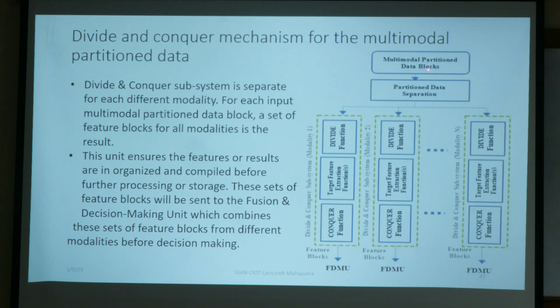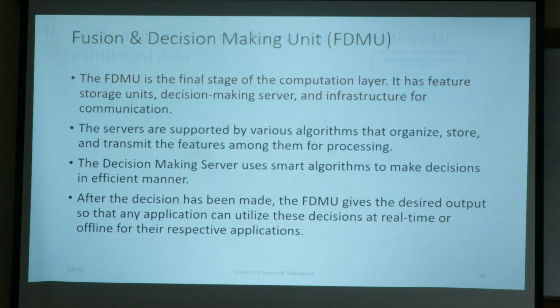You partition the data block, you separate the data, then you apply the divide and conquer functions in parallel. After that, all the feature results are passed to the next unit. What is the next unit? Fusion unit. Fusion and decision making unit, the last unit before you send to the application layer.